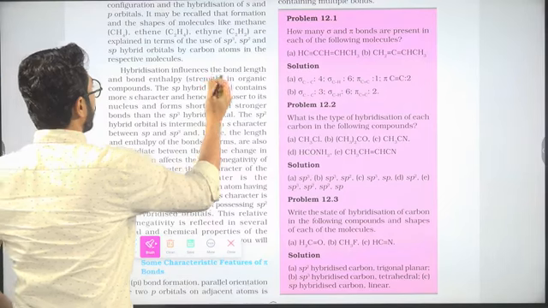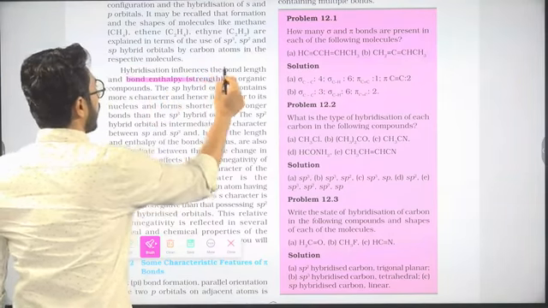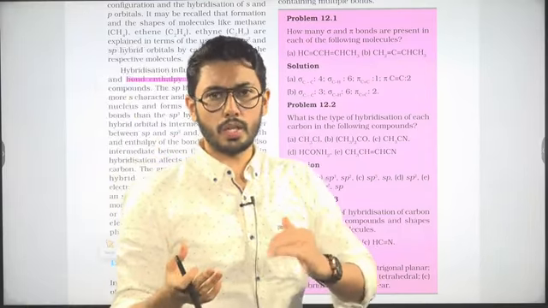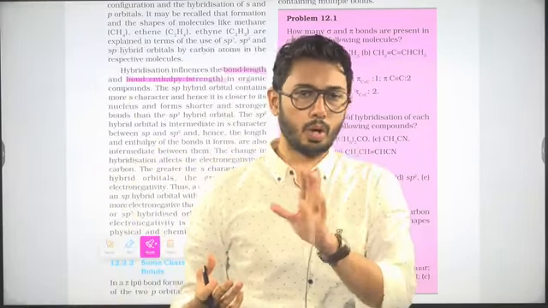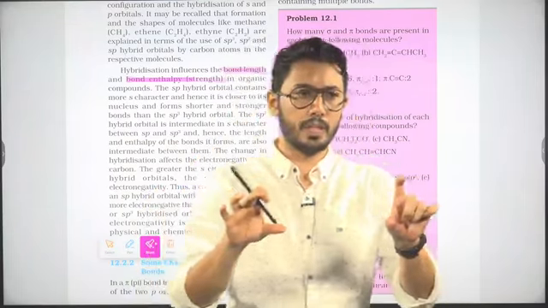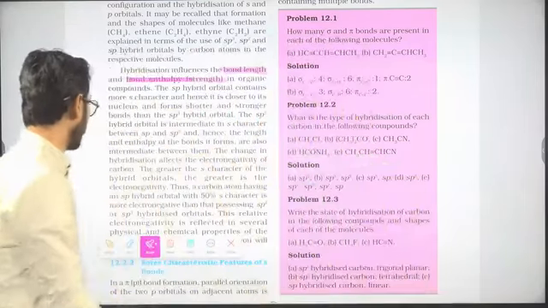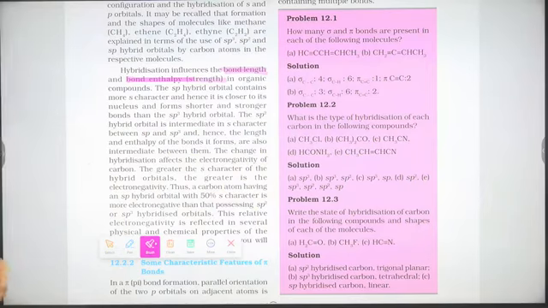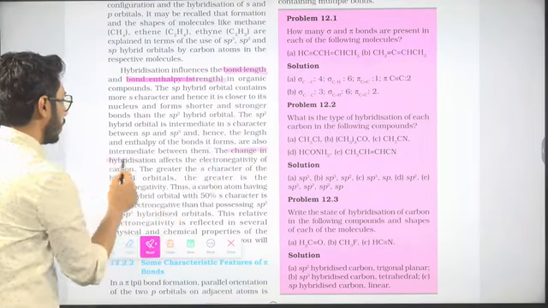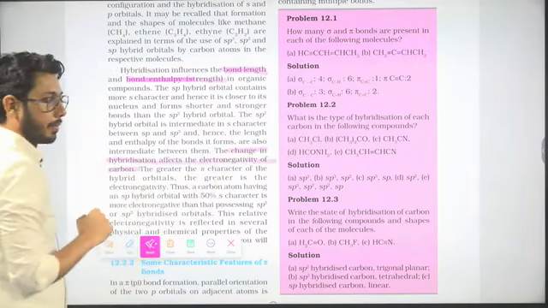Hybridization influences bond enthalpy as well as bond strength. Generally, we say the stronger the bond, the shorter it will be, or bond length is inversely proportional to bond strength. General term. Exceptions possible? Yes, possible. Then, how the change in hybridization affects the electronegativity of the carbon.